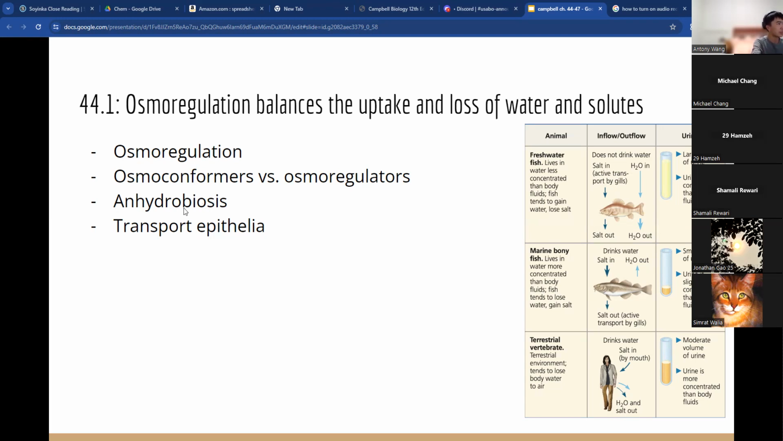And hydrobiosis. This is life without water. And this is talking, in relation to this slide, about the importance of water.